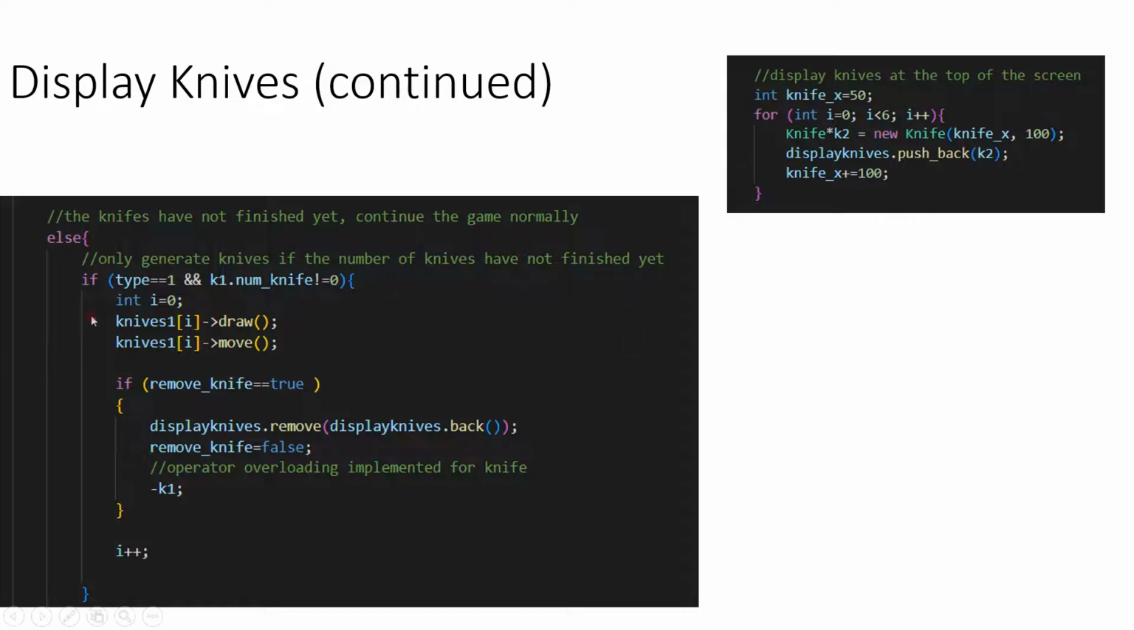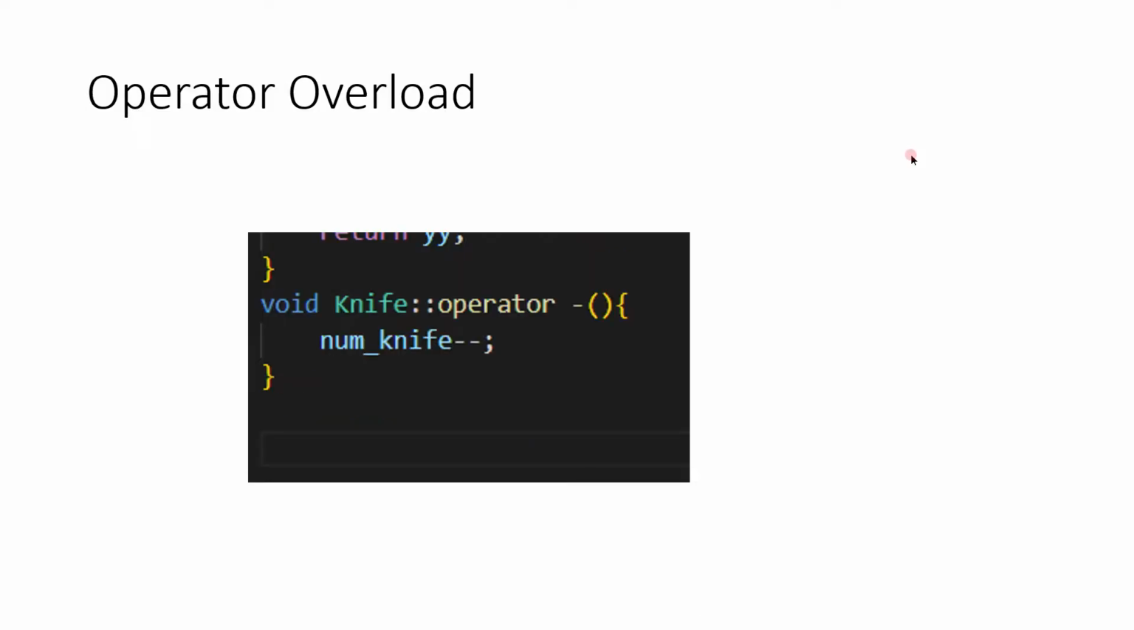As I said before, if type equals 1, it was generating knife 1. This is the parameter that we were passing, and we had minus k1, which was operator overloading, which checked in the class of the main knife. This operator overloading checked if the number of knives did not finish, it would only generate a new knife then. And as the knife was being generated on the screen, we would remove it from our vector display on the screen so that the user knows how many knives they have remaining.